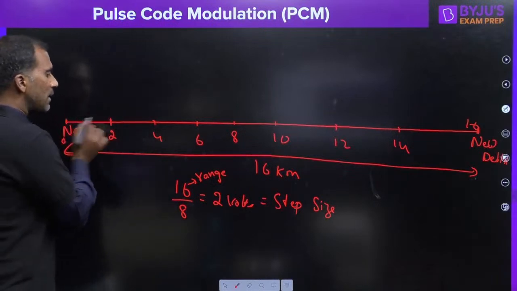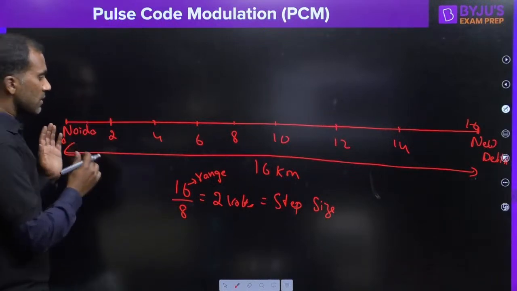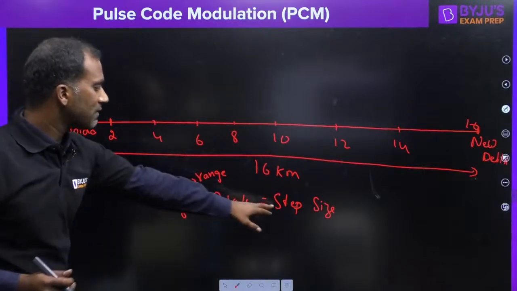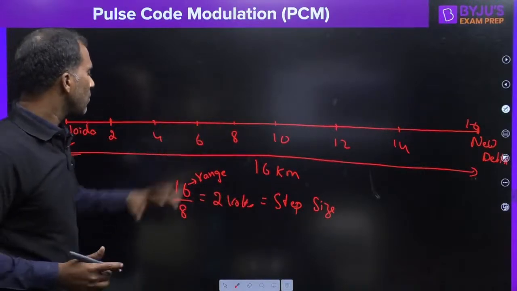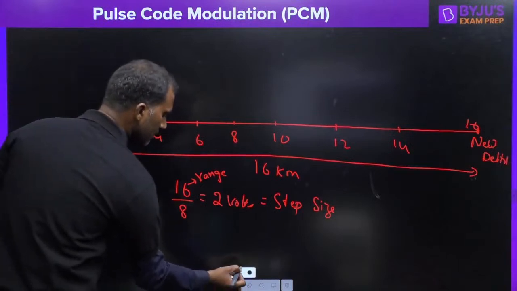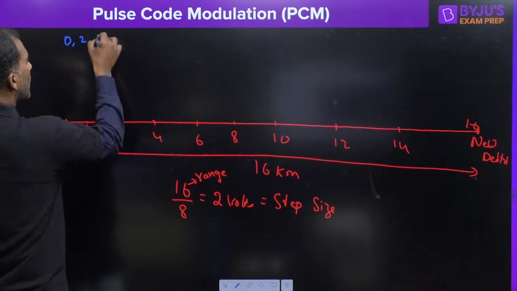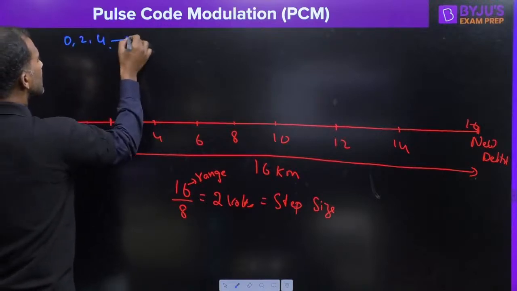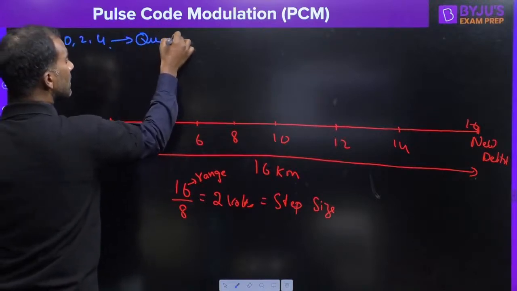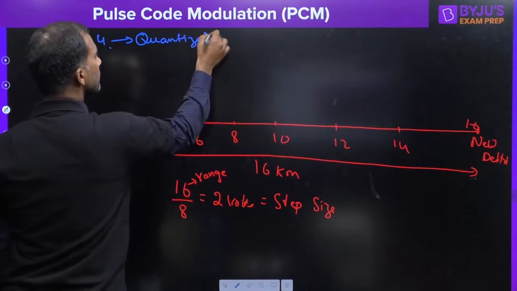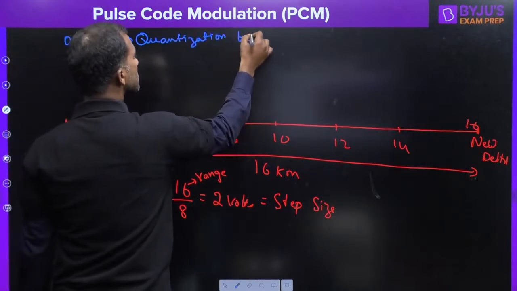We're going to select the midpoints of quantization boundaries. See this one? From 0, whatever is the step size, every step size we are selecting one quantization boundary. These 0, 2, 4, all these are quantization boundaries. They are not quantization levels, they are quantization boundaries.